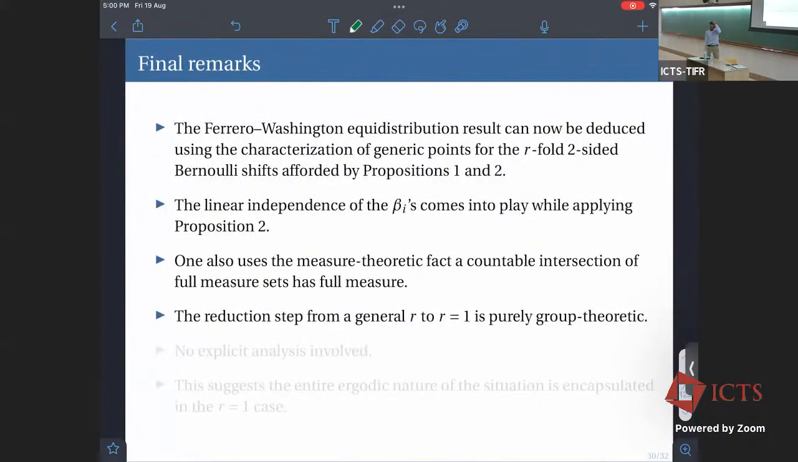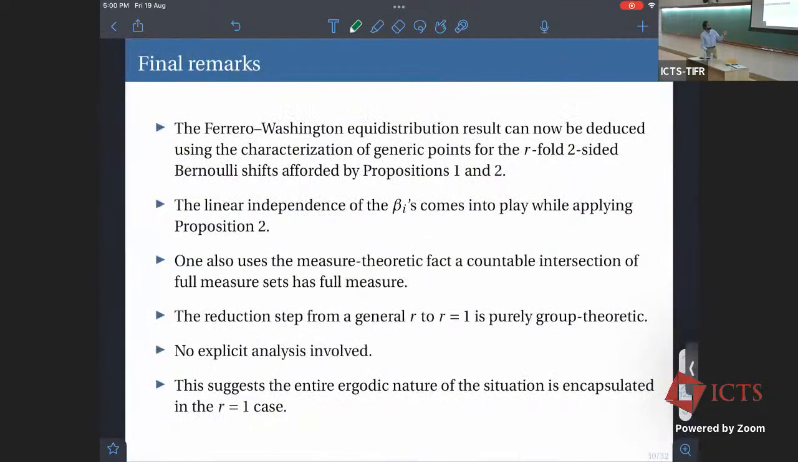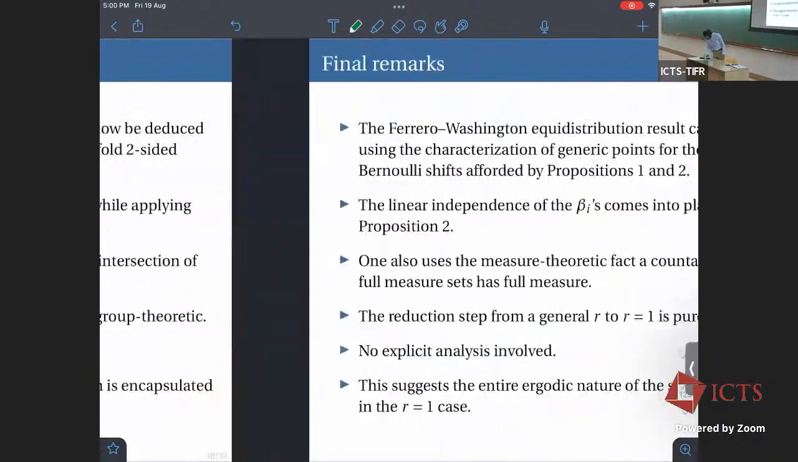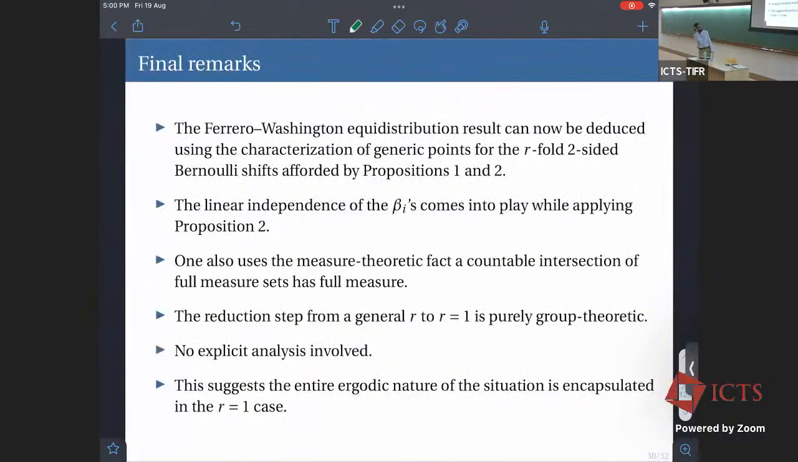And so the thing that we wanted to observe was that the reduction step from a general R to R equals 1, that was just something purely group theoretic. There was no explicit analysis involved. And so what we observed, I think, was that the ergodic nature of the situation was all encapsulated in the R equals 1 situation. Okay. So I think this is maybe my final slide.